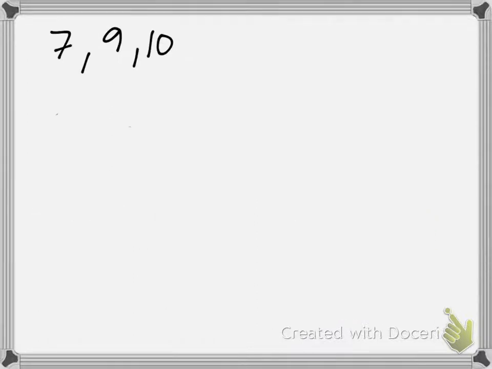What about in this case? Here we have 7, 9, and 10. So let's find our greatest common factor. First, 7, our factors are 1 and 7. Do we have any others? No, 7 is prime.